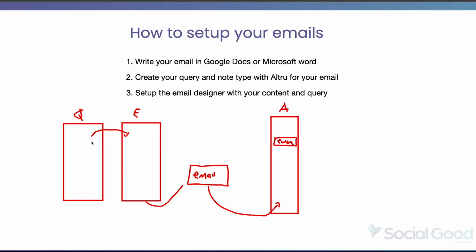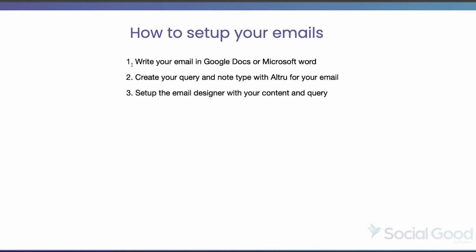So let me take it from the top again. We run the query. The query feeds the email designer. The email designer sends the email. The email then gets logged into all true, and we add it as a little note type there. So query, email goes out, goes into all true. So those are pretty much the 3 steps. You write out your email, you create your query with your note type, and then you set up the email designer with your content and query. So those are the actual mechanics of setting up your email.